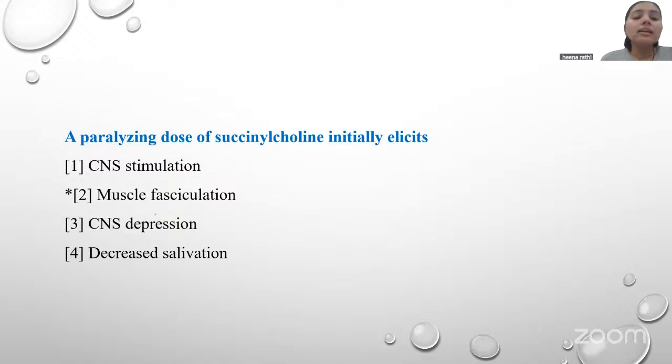Next is: a paralyzing dose of succinylcholine. First, what is succinylcholine? Succinylcholine is a skeletal muscle relaxant. What are skeletal muscle relaxants? These are the drugs which are going to relax the skeletal muscles.